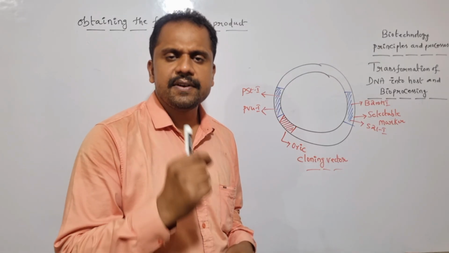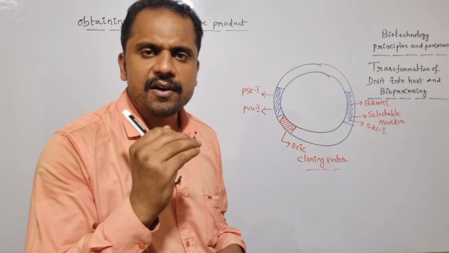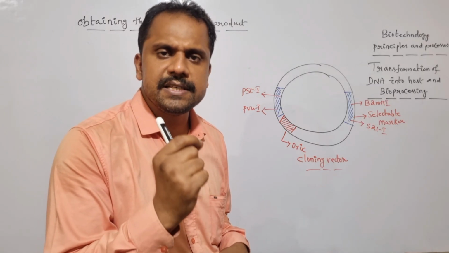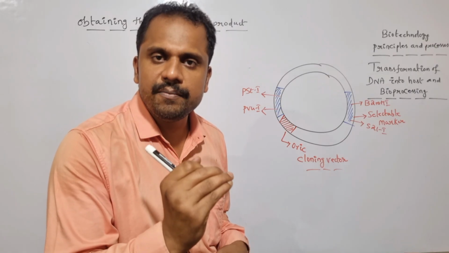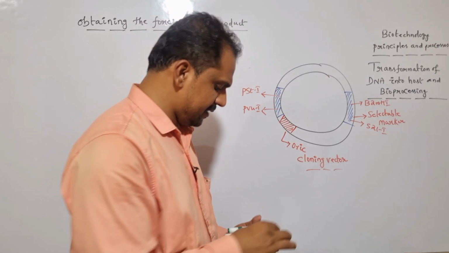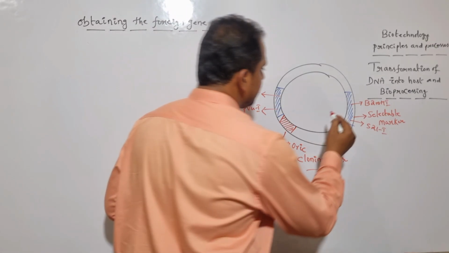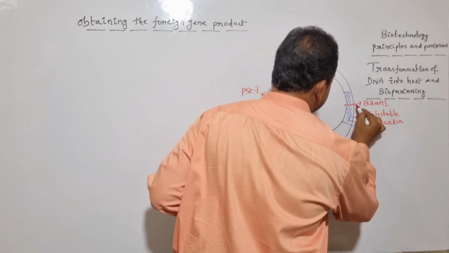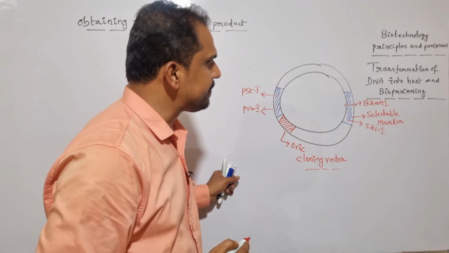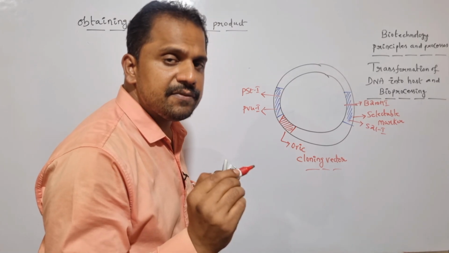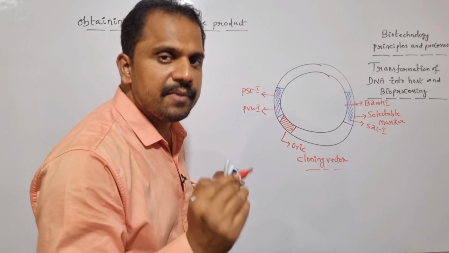So here, after the successful insertion of the foreign gene containing DNA into the specific vector, the vector has become a recombinant vector. Is it clear? So let me show it here. Once we insert a foreign DNA or foreign gene containing DNA into the specific vector, the vector has become a recombinant vector.